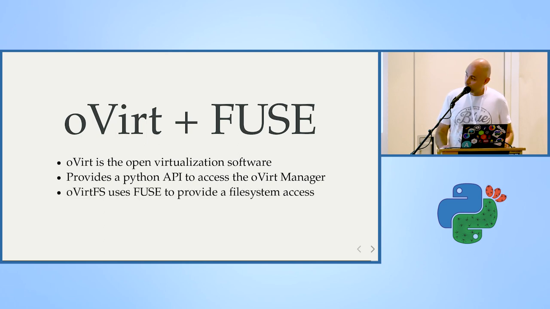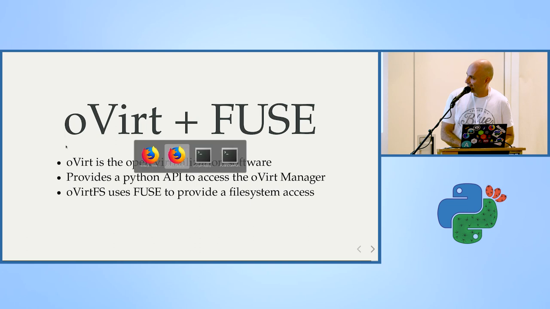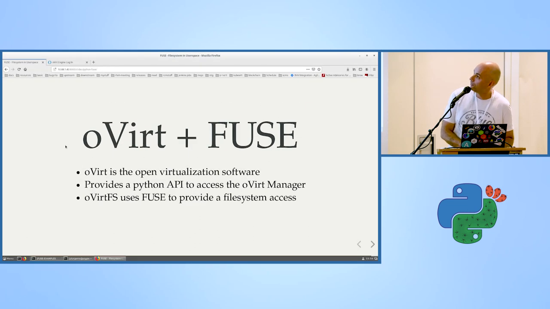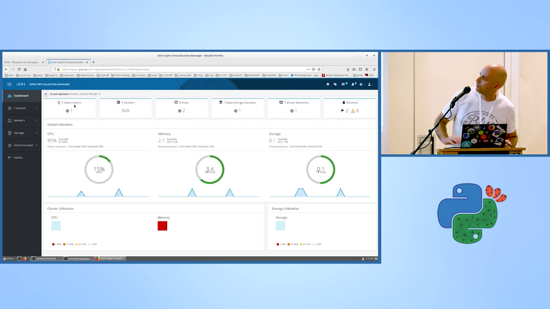So I wrote a small file system for this lecture, like I said in the beginning. It uses Fuse, and it provides file system access to show everything that we can do with the Python API. It's not really everything because I didn't finish it, but it's good also. Okay, so this is oVirt. oVirt has hosts and VMs and storage domains and whatnot. Everything is here. I'm not going to go through all of this.